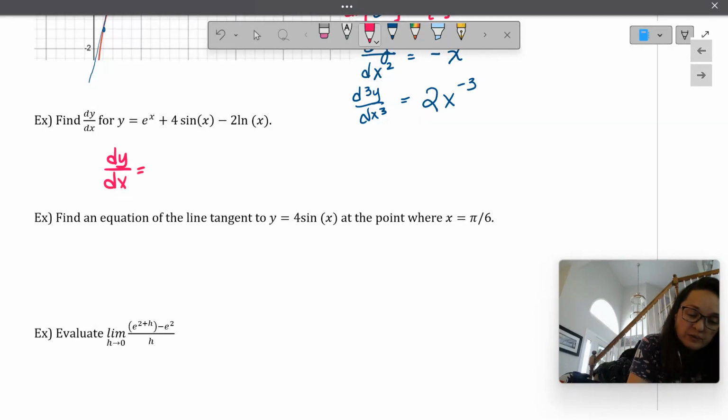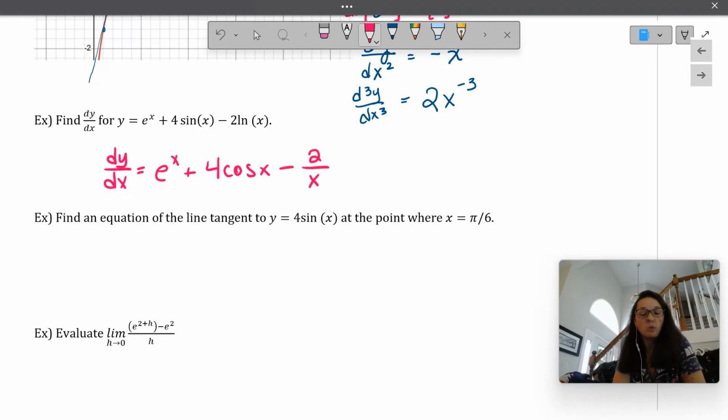The derivative of e to the x is e to the x. The derivative of 4 sine x is 4 cosine x. And the derivative of 2 ln x is 2 over x.